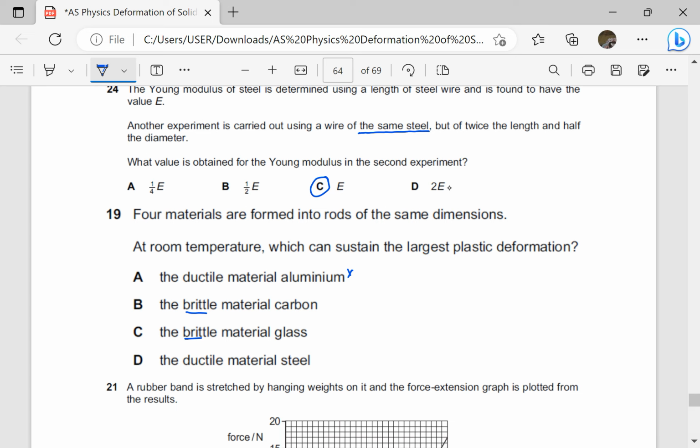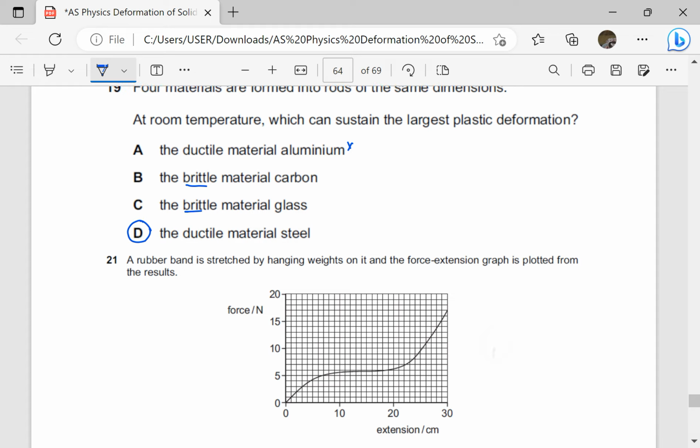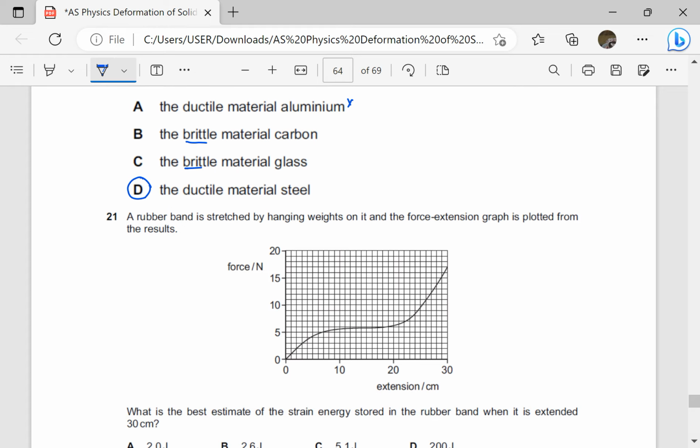Now we have aluminium and steel. Of course, steel can sustain the largest plastic deformation without breaking at room temperature compared to aluminium. I say these questions are about materials, which is out of the syllabus, but we can just have a clue about them. So the ductile material steel can sustain the largest plastic deformation compared to a ductile material of aluminium because of the Young modulus.